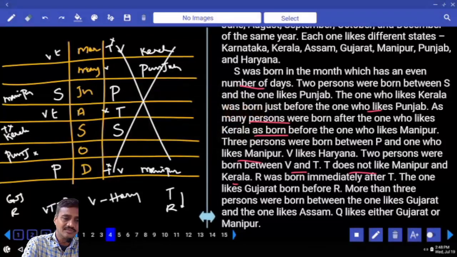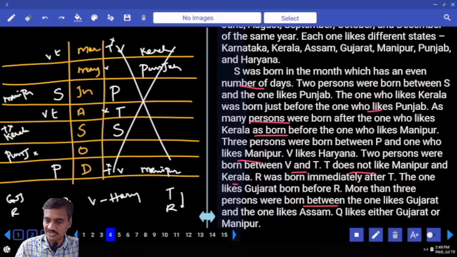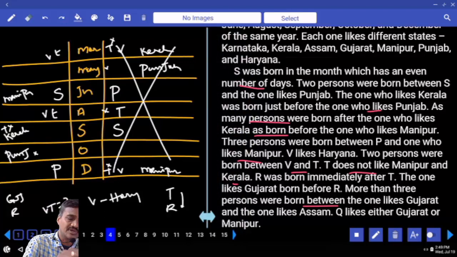Now V and T in any order. Then in between Q and the one who likes Gujarat. And more than 3 persons between Gujarat and Assam. Now Gujarat and Assam, can we have Gujarat and Assam here? One of these 2 must be at this place. Isn't it? Because at least 3 were there.